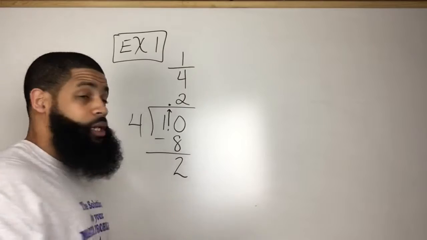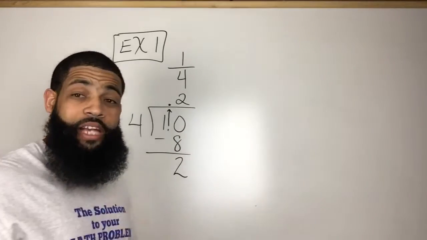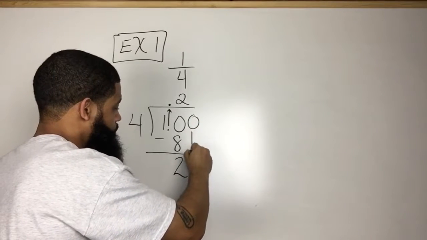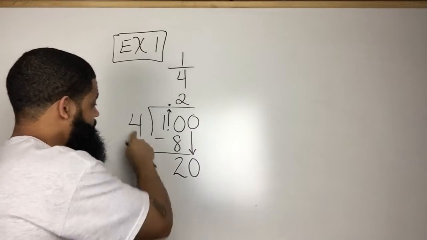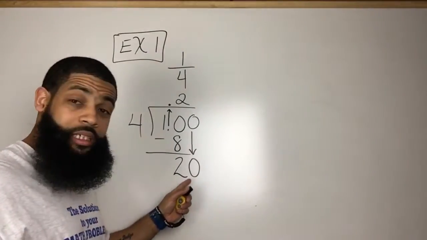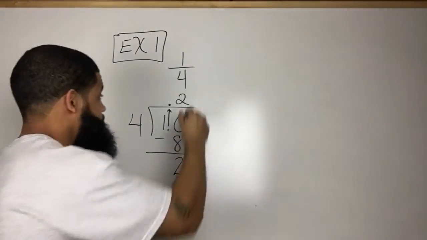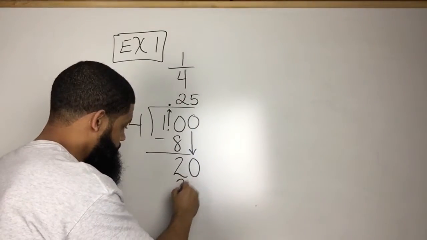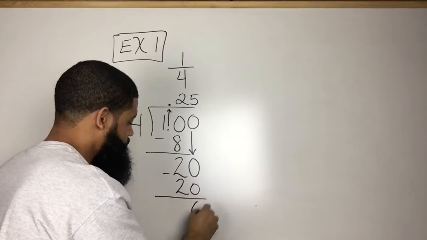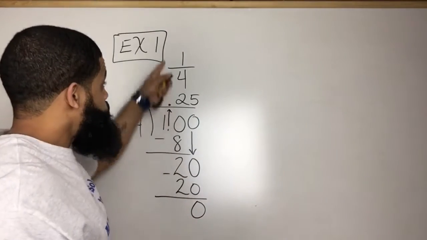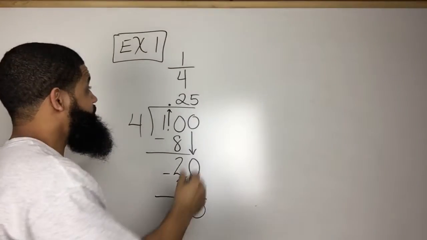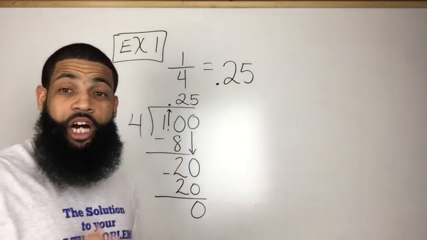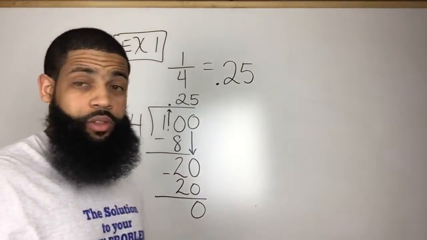All right. Now, since there's nothing else over here, we actually can add a 0 there. So if I just take another 0 here and bring it down, now I need to see how many times 4 goes into 20. And 4 goes into 20 5 times. So I'm going to put that 5 up top. 4 times 5 is 20. And then subtract, and we have 0 remaining. So 1/4 as a decimal is equal to 25 hundredths. Okay? Now let's do another example.